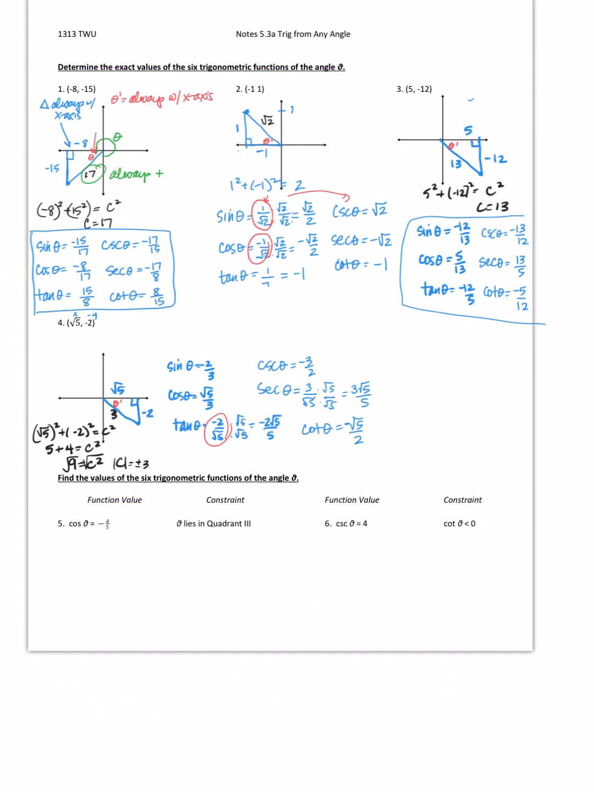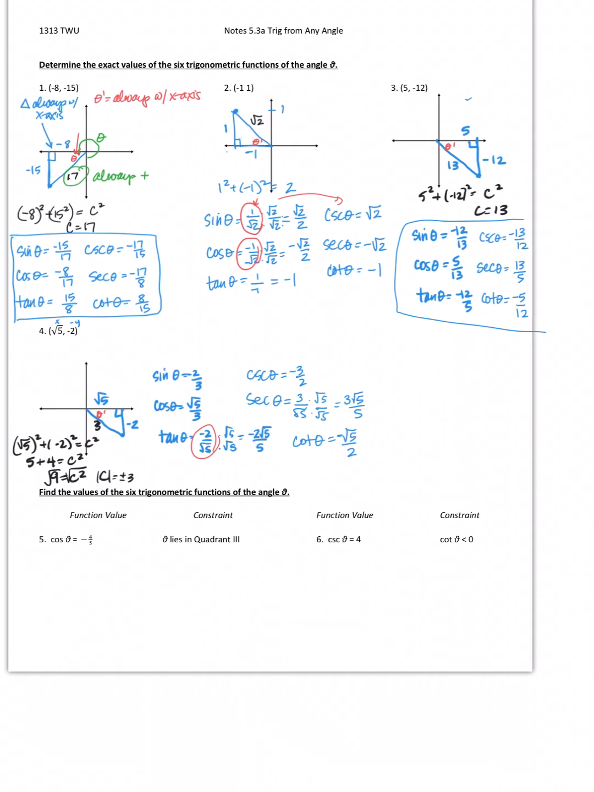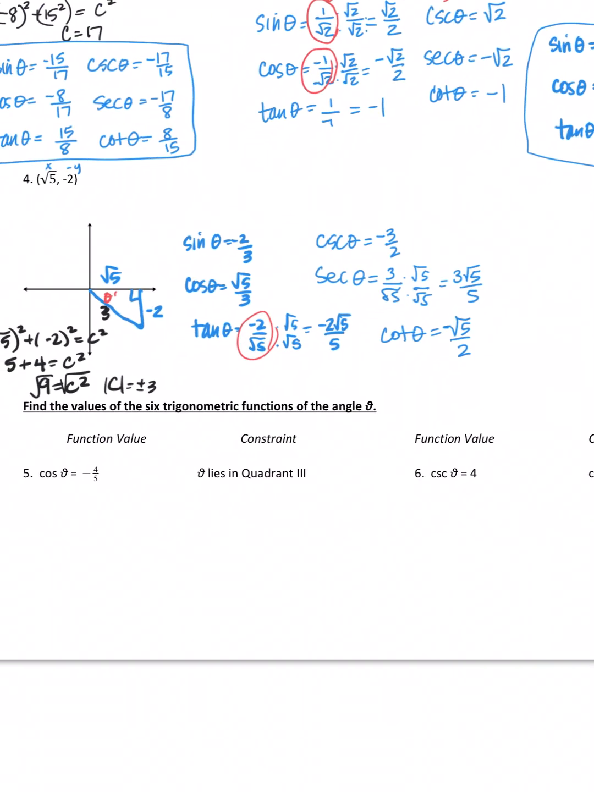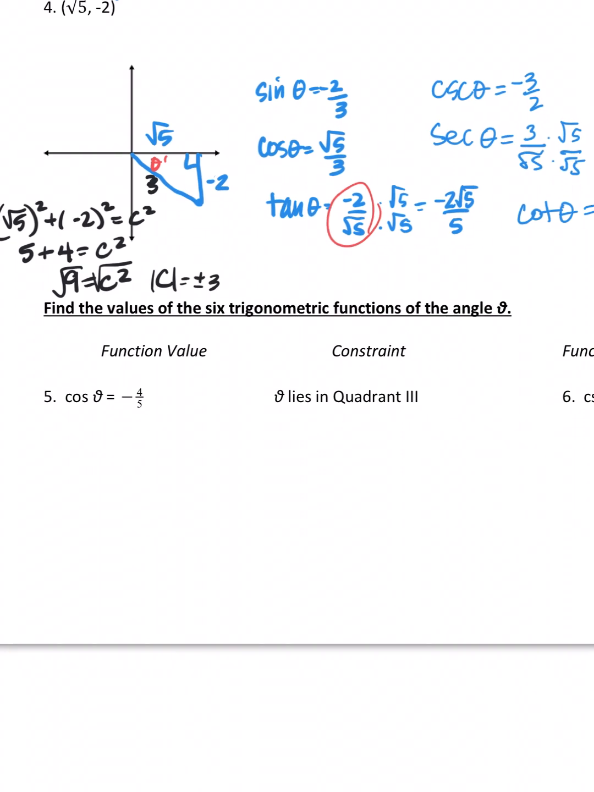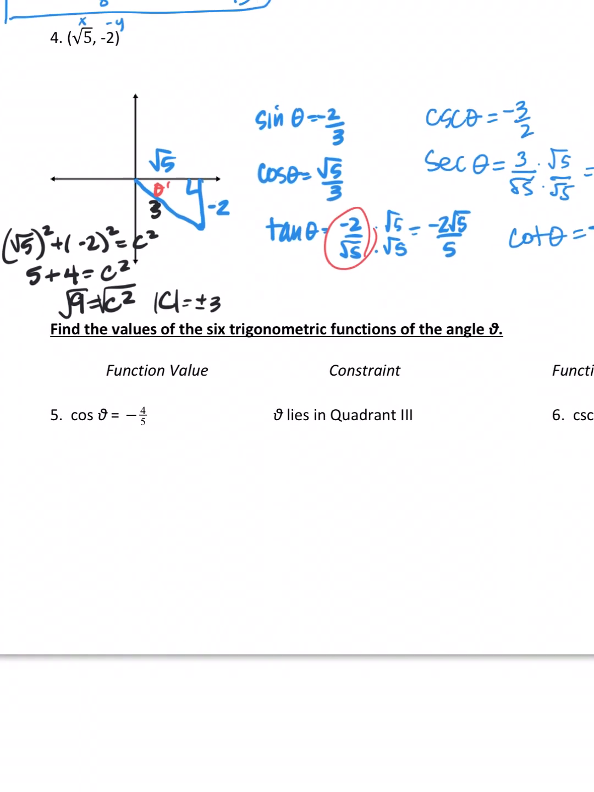Now the next section says find the values of the 6 trig functions of the angle theta. Now it gives us a little bit of a constraint. It gives us a cosine instead of a point or a specific trig value. And it does give us some indication of where the triangle falls. So let's try this. Look at this. Cosine of negative 5 over 4. Well, I know that cosine is the adjacent over the hypotenuse, right?